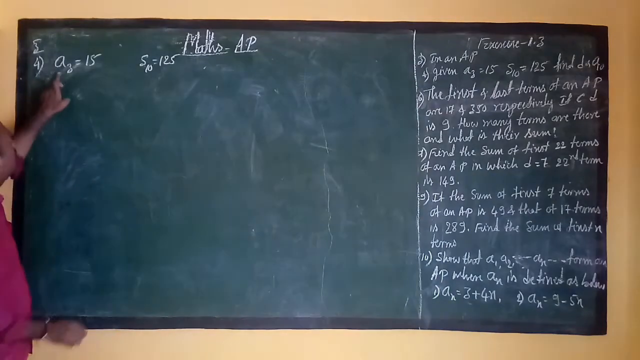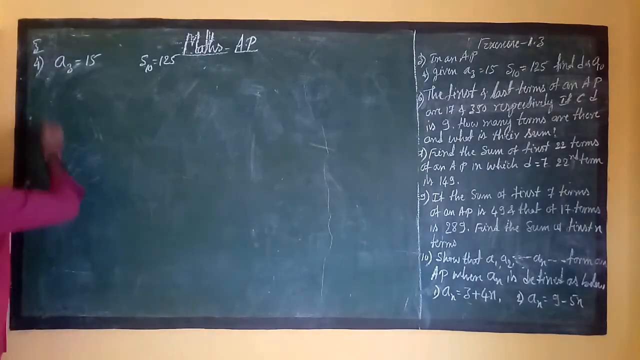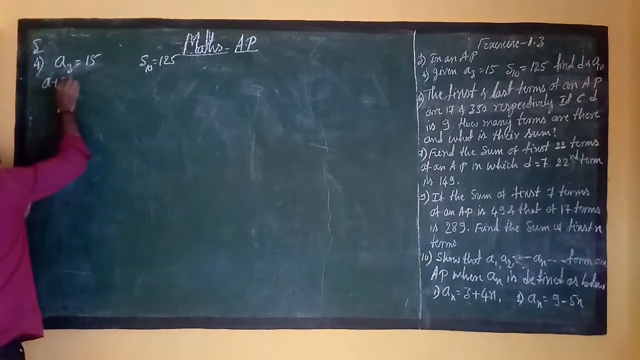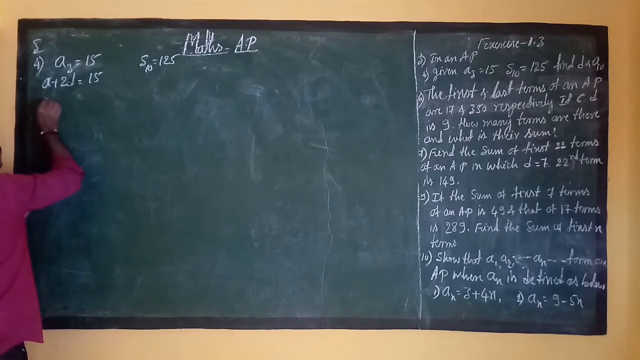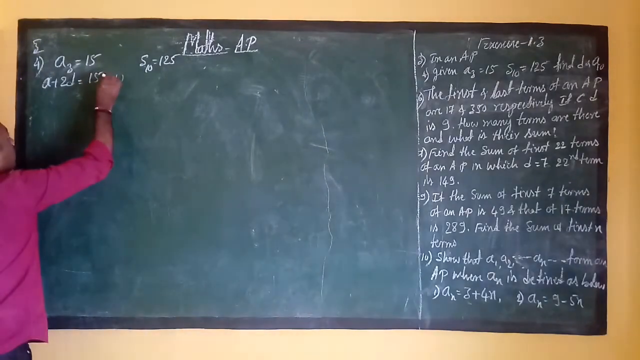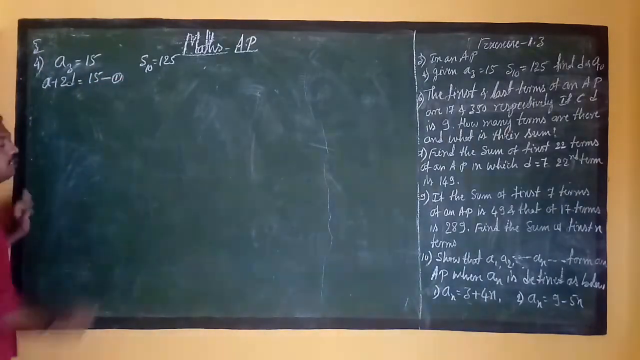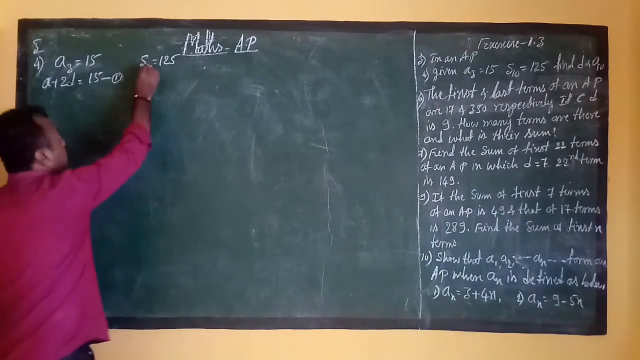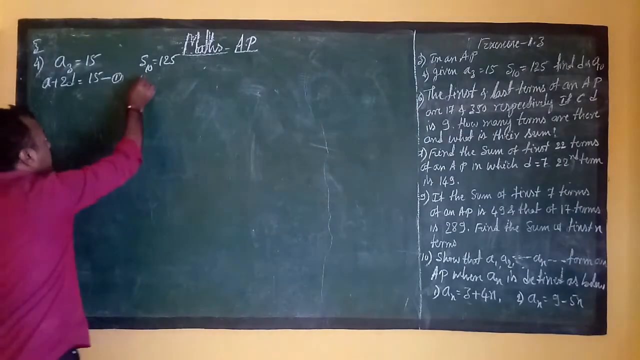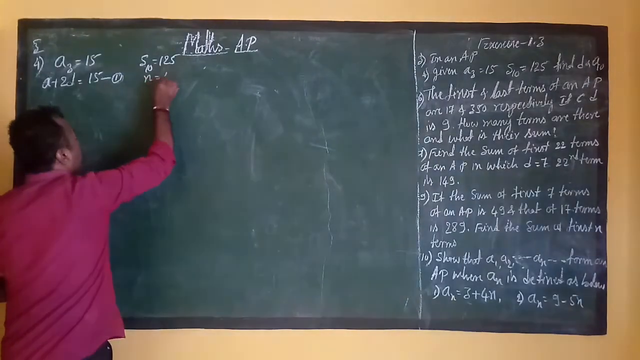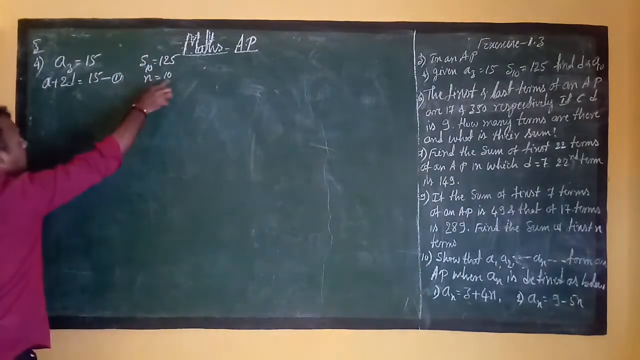Before that, what is given: A3 is equal to 15. A3 can be written as a plus 2d. So a plus 2d is equal to 15. Call it equation number 1. And then S10, the sum of the first 10 terms, is 125. So S10 means n is equal to 10 here.